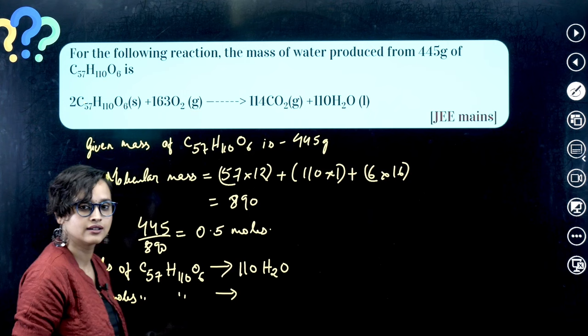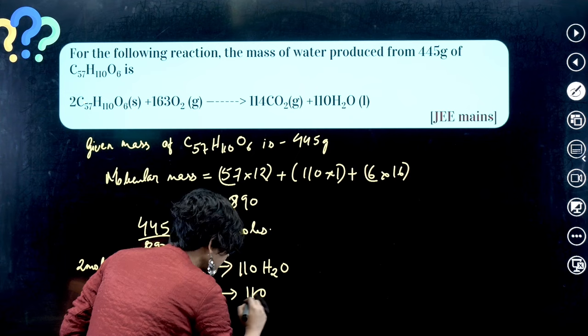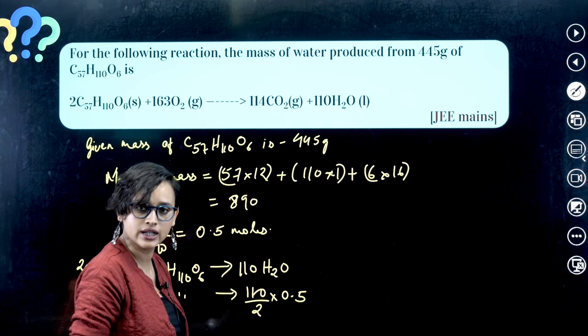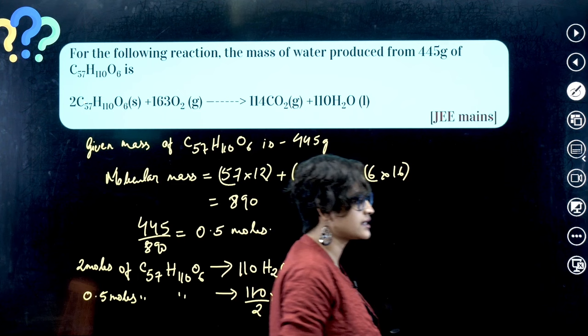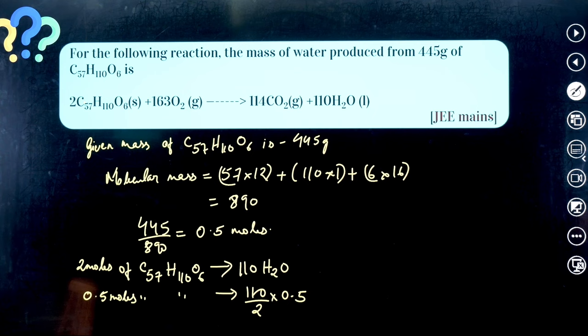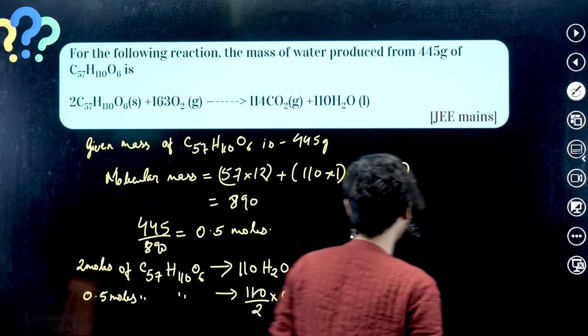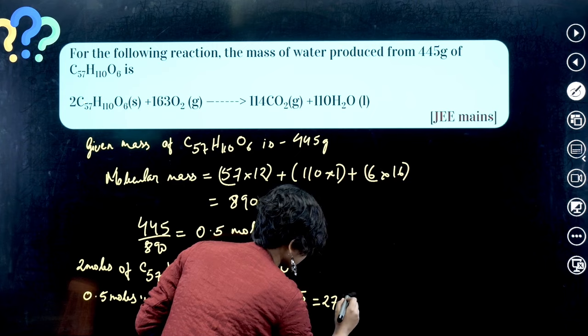What do I have to do? 110 divided by 2, into 0.5, am I not going to do this? I am going to do this. So calculate this and tell me, how much should you get? Calculate. How much will you get? 110 divided by 2 is equal to 55, into 0.5 will be 27.5, yes? 27.5, correct? So let me write it down, this is 27.5.